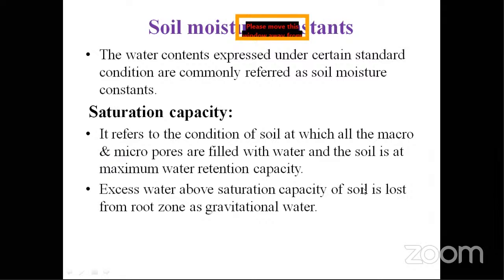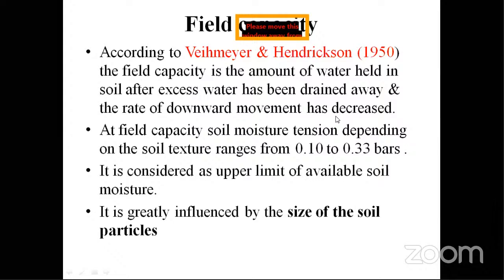Next one is field capacity. According to Veihmeyer and Hendrickson, field capacity is the amount of water held in soil after excess water has been drained away and the rate of downward movement has decreased. We heard that macro and micro pores are filled with water after a heavy amount of irrigation or rainfall, and after 24 to 36 hours, the water present in the macro pores will be drained away. Water will be present only in micro pores. That condition is known as field capacity.